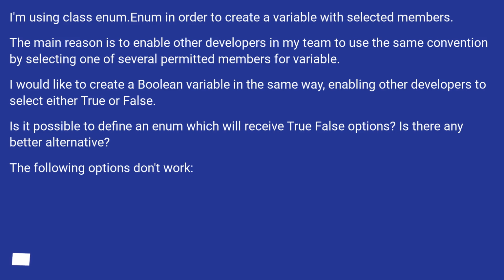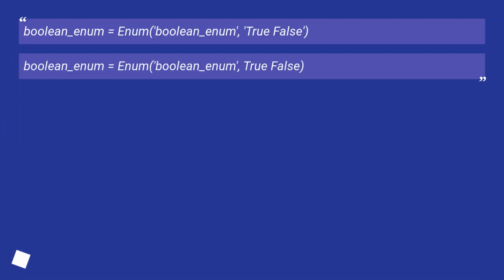I would like to create a Boolean variable in the same way, enabling other developers to select either True or False. Is it possible to define an enum which will receive True-False options? Is there any better alternative? The following options don't work: Boolean_Enum = Enum('Boolean_Enum', 'True False').